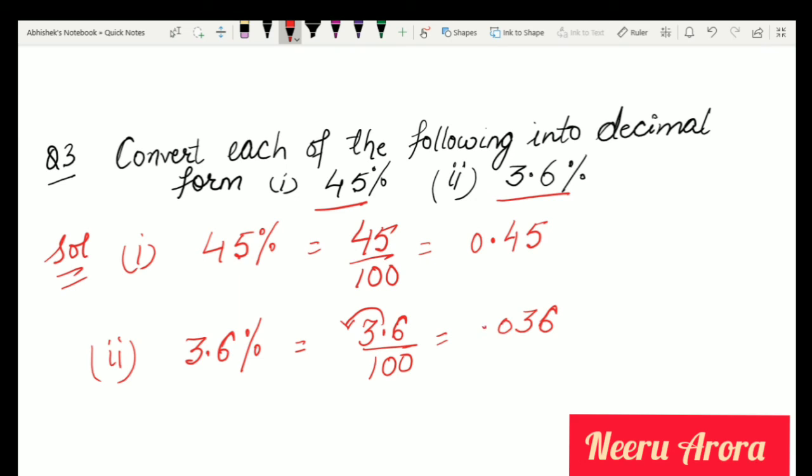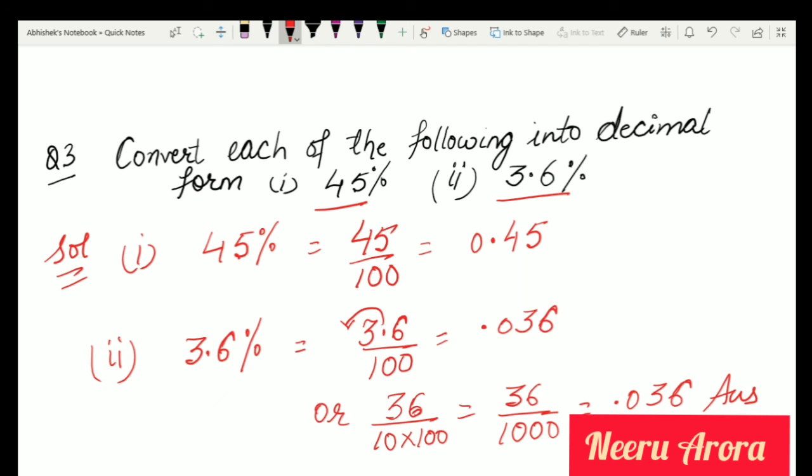So here we put 0 in front of that. Or you can remove the decimal. Here it comes 10 and 100 is already here. So it comes 36 upon 1000. Now you can place the decimal after leaving 3 digits from the right side. So here it is 0.036. This is your answer. I hope it is clear to you.